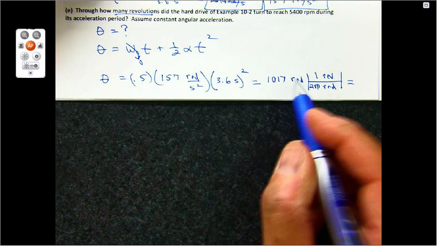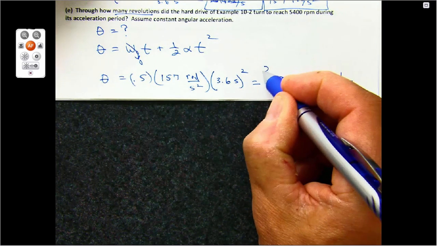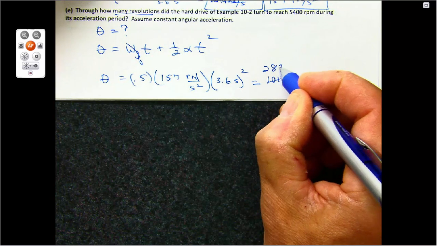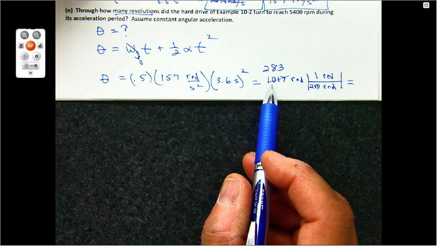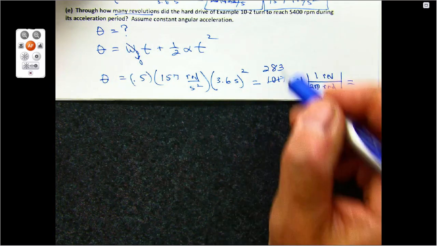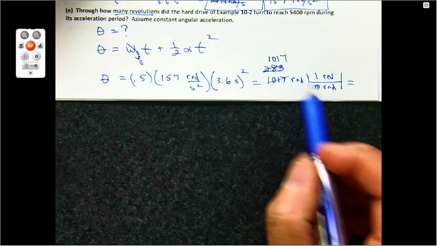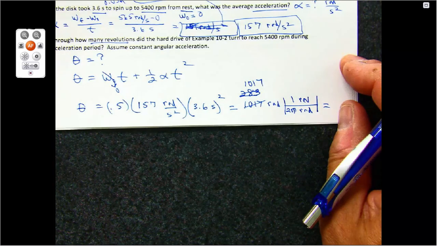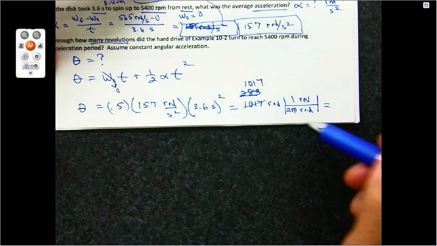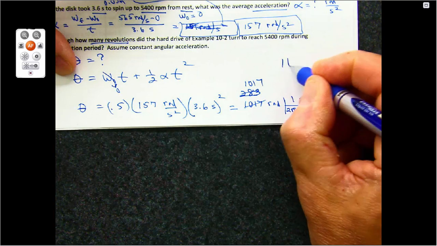What'd you get? Did you square it? So it is 1,017? All right, 1,017 divided by 2 divided by pi. What do we get? How many revolutions? 162.